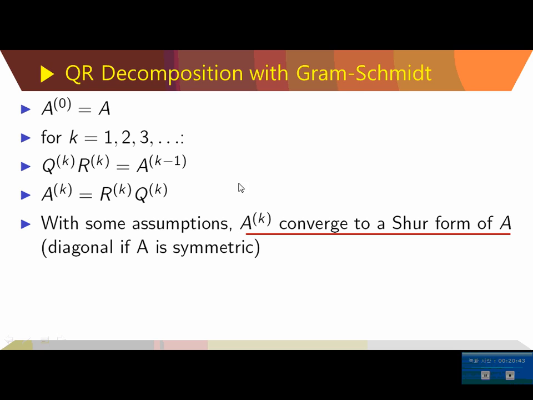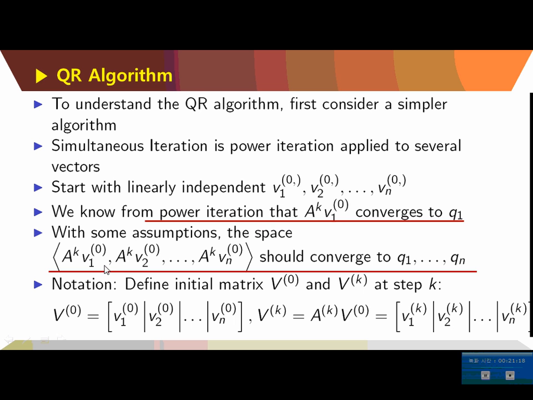So this is a rewriting of what I said. Let A be A0, and for each k, we do the QR factorization and replace it. With some assumption, A converges to the Schur form of A, so this converges to an upper triangular matrix or quasi upper triangular matrix. And if A is a symmetric matrix, then it approaches a diagonal matrix because it's diagonalizable. And this is the algorithm here.